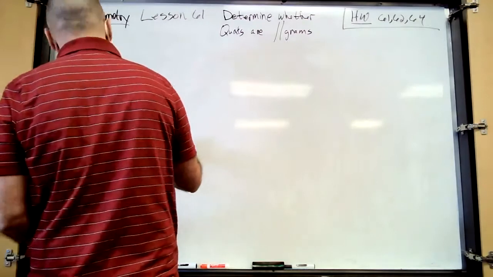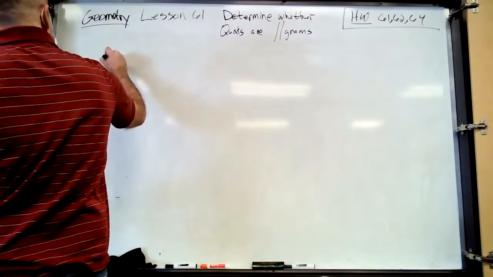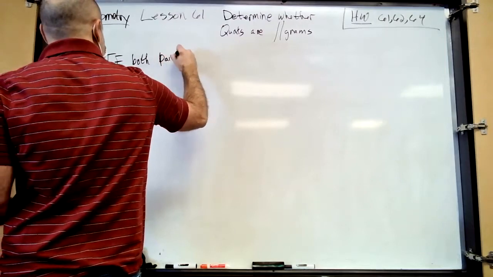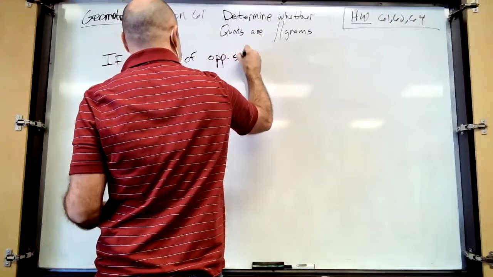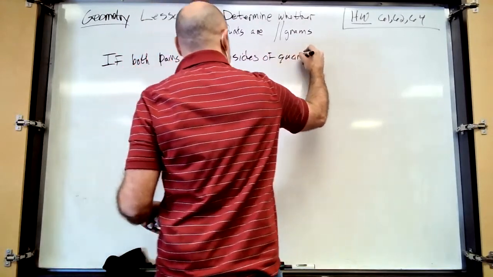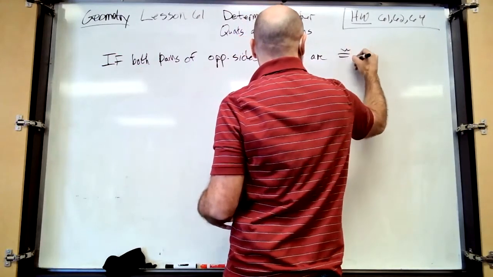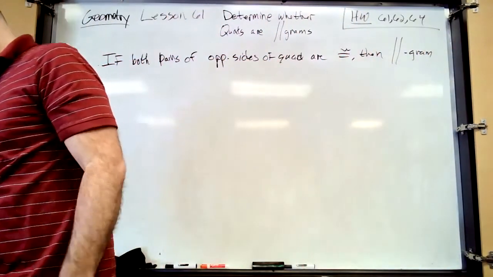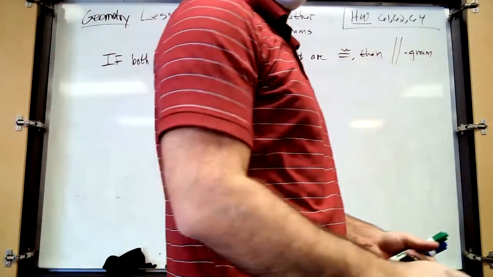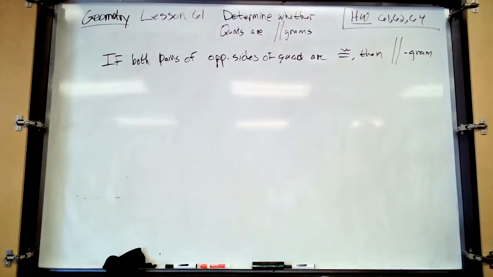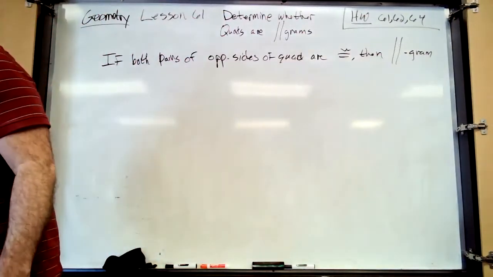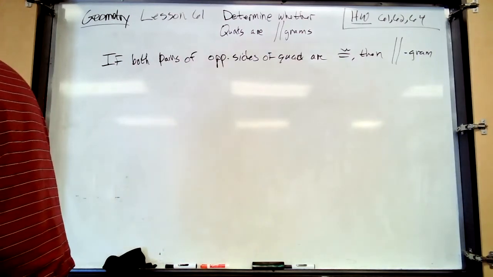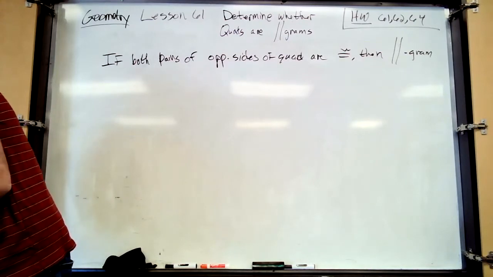But we can also decide if it's a parallelogram by doing this. So identifying parallelograms: if both pairs of opposite sides of a quad are congruent, then it's a parallelogram. Not only does the definition say they have to be parallel, but here's a property that says if both pairs are congruent, then it's a parallelogram. So let's see here. We're going to prove with algebra.